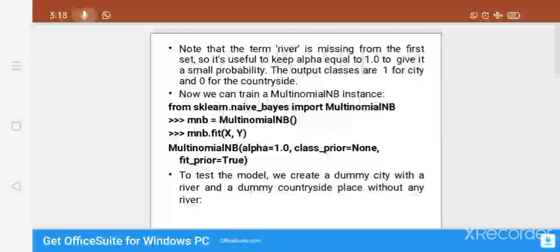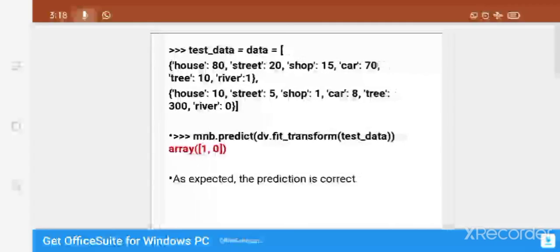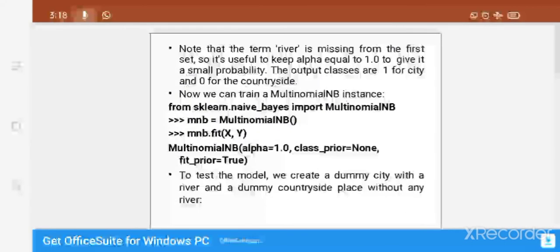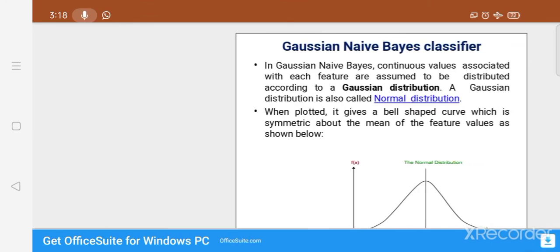So the output classes are 1 for city and 0 for countryside, and the classifier can be imported using MultinomialNB like this, which is tested on the dummy data set over here. As expected, this gives the correct answer. So this is how we can use the multinomial Naive Bayes distribution.